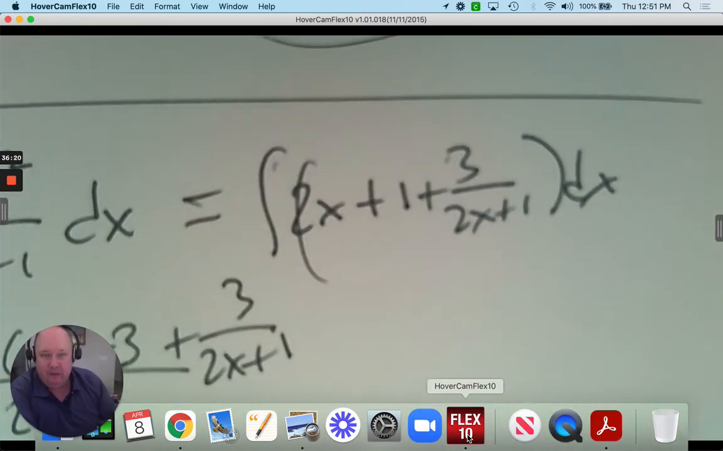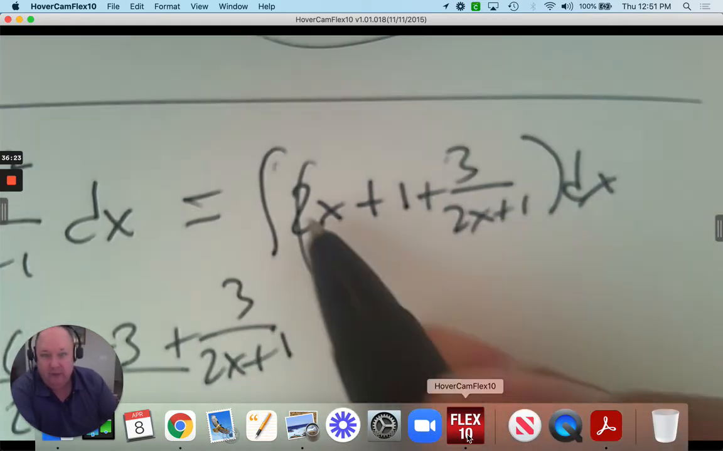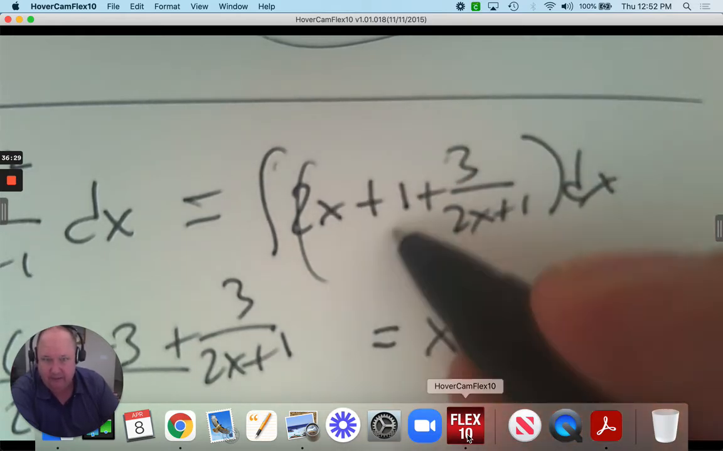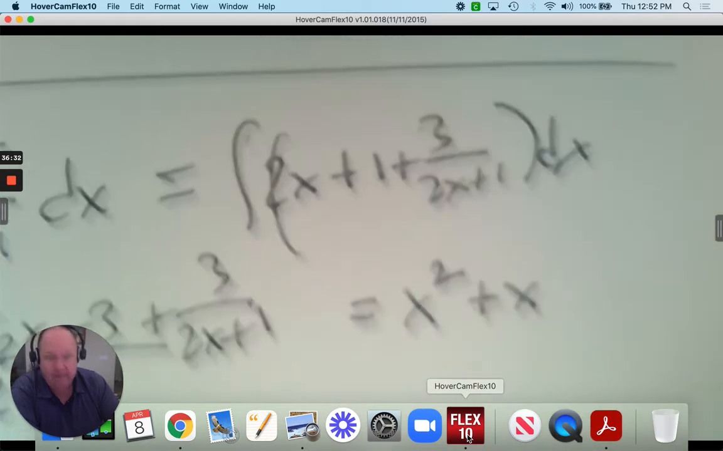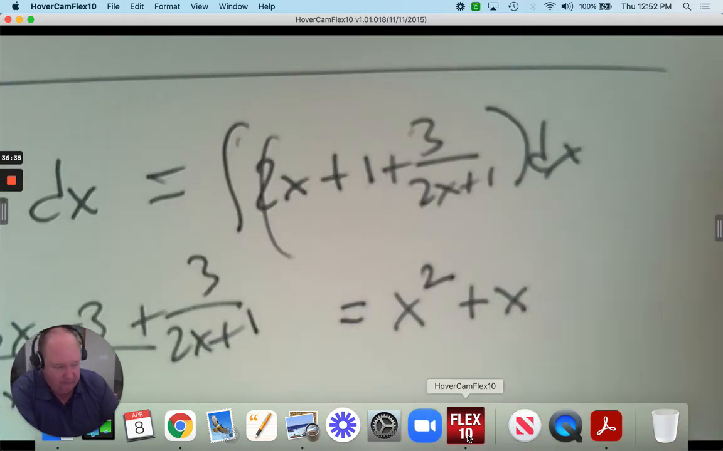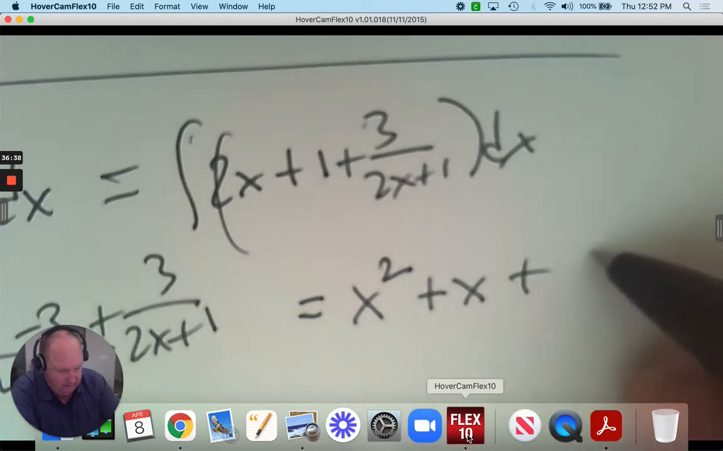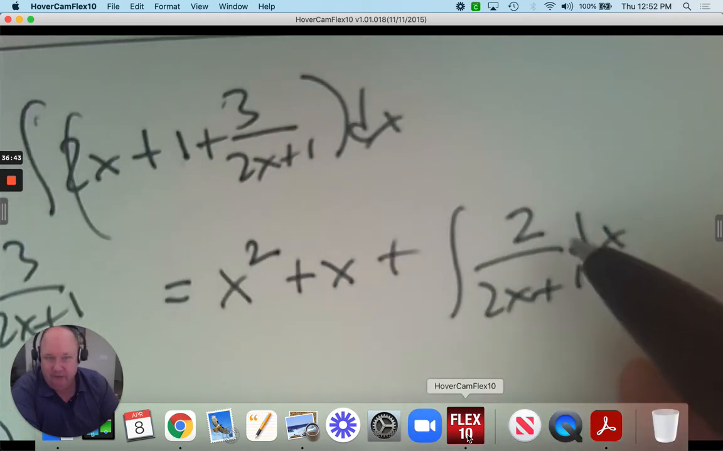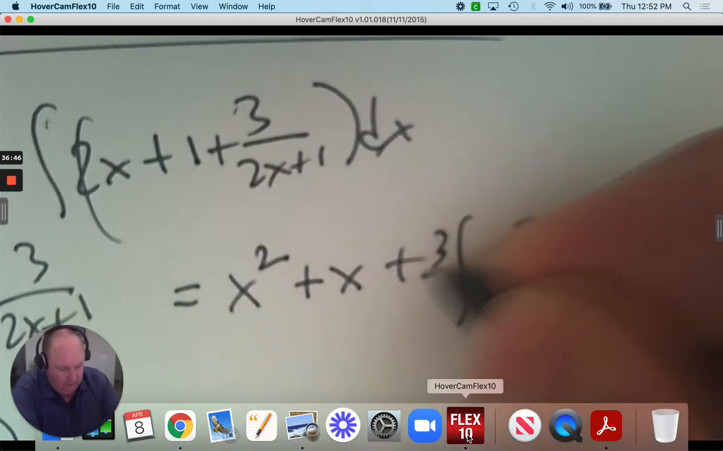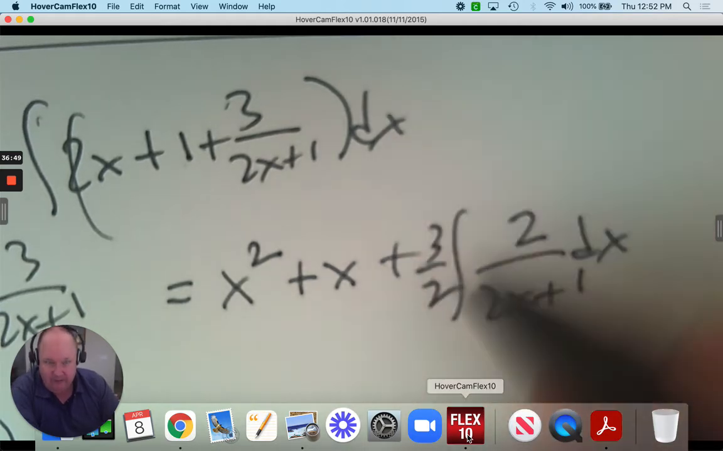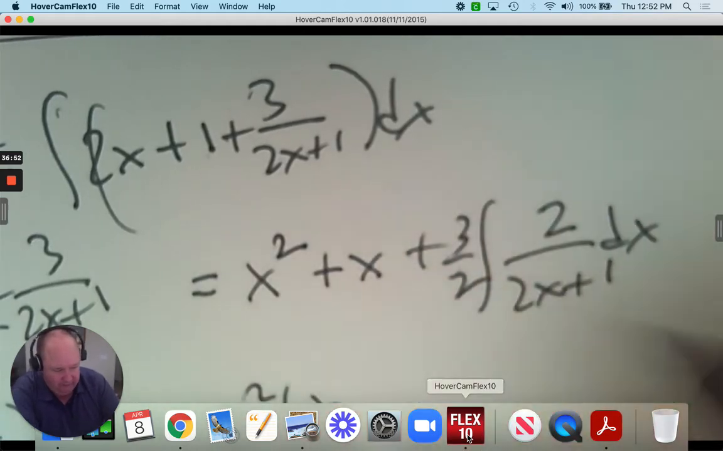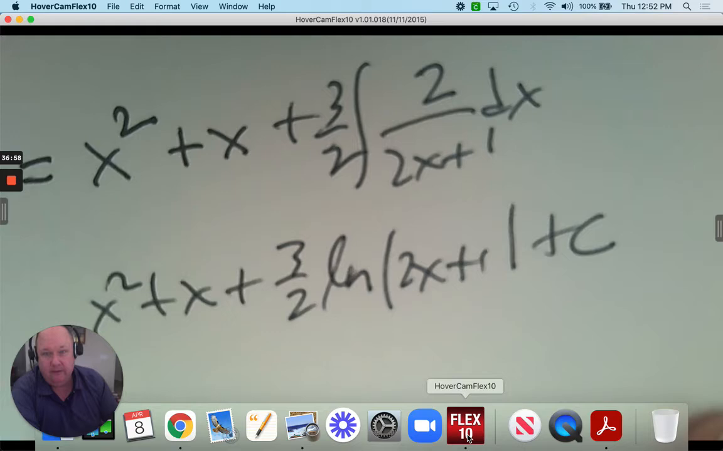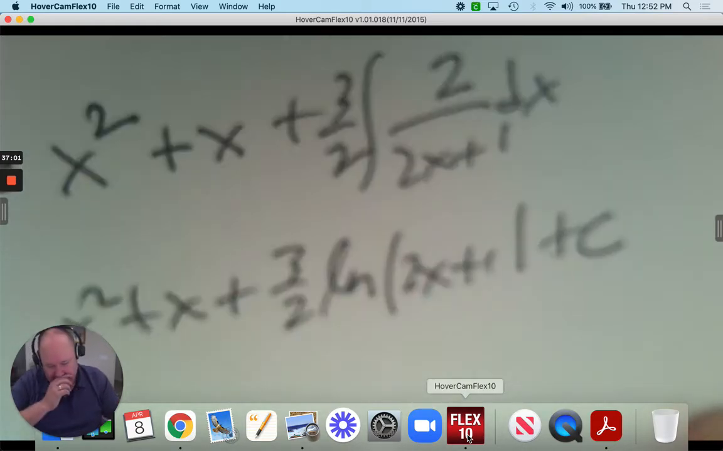Now, because I'm adding and subtracting, I can just do each one separately. So the antiderivative of 6x is 3x squared, add 1 to the exponent and divide. The antiderivative of 3 is just 3x. And then the antiderivative of this, the derivative of 2x plus 1 is 2. So that's what it needs to be in the numerator. They're like terms. So I need a 3 over 2. So it's 3x squared minus 3x plus 3 over 2 ln of 2x plus 1, and then the constant. And that matches with C.